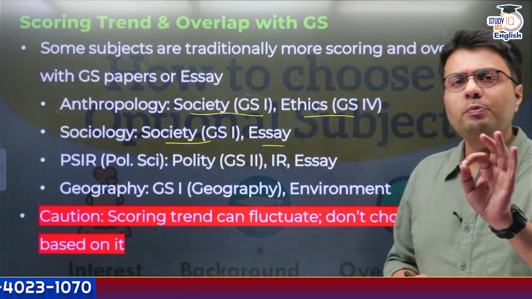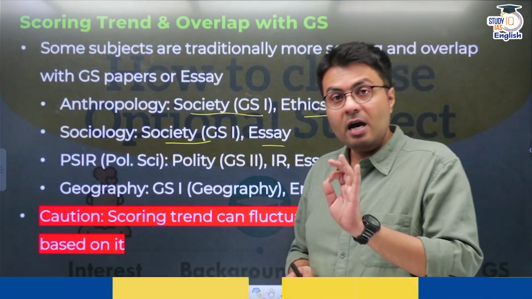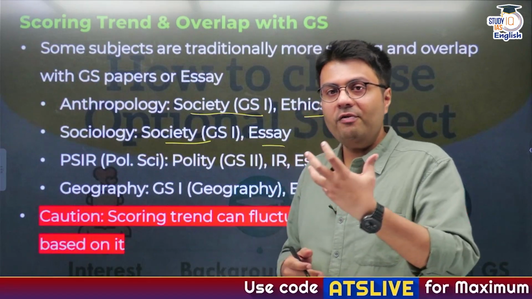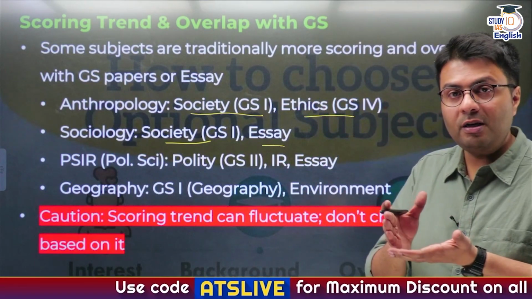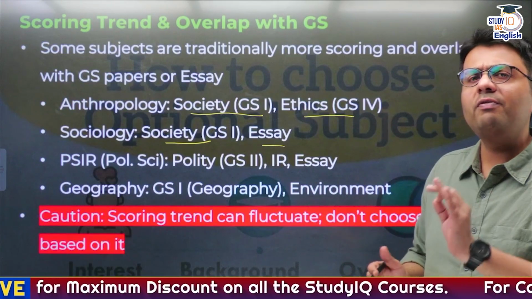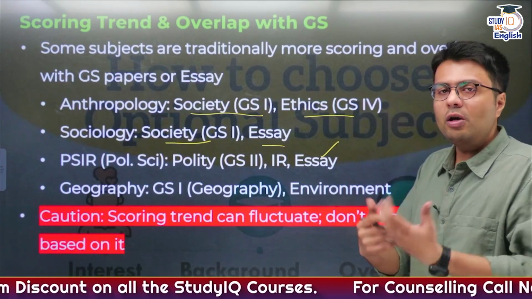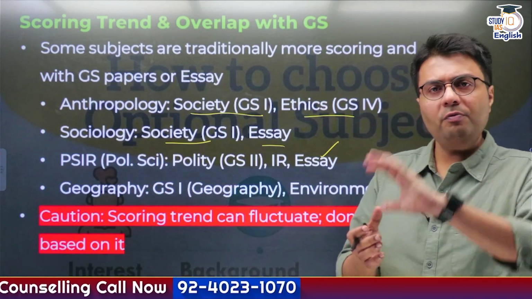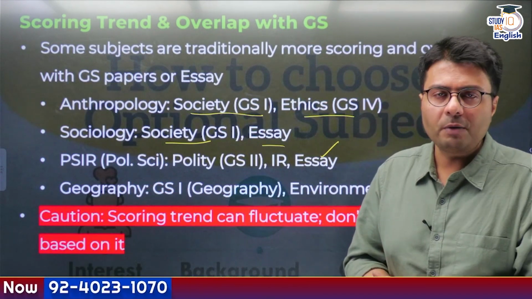Similarly, there is one of the most popular subjects in the UPSC arena, that is political science and international relations. So here you have acquaintance with the polity part of the syllabus in GS paper 2, IR again in GS paper 2. Similarly, you can write very brilliant essays using the knowledge that you have gained from your optional subject in PSIR. Same is the case with history and geography. People find it overlapping with significant portions of GS paper 1.